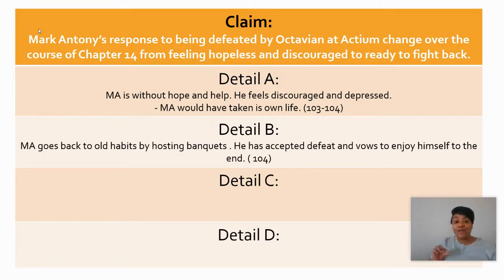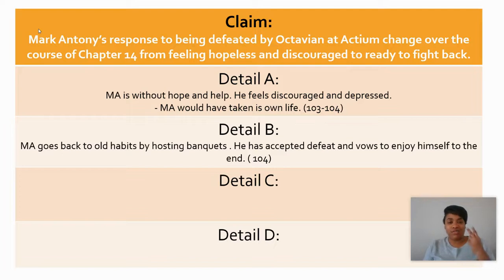Okay, scholars. So for detail B, we see that Mark Antony goes back to his old habits. He goes back to hosting these lavish banquets. He reestablishes a club, he renames it, and they named it We Who Will Die Together. I wrote that he has accepted defeat and vows to enjoy himself to the very end. This is found on page 104.